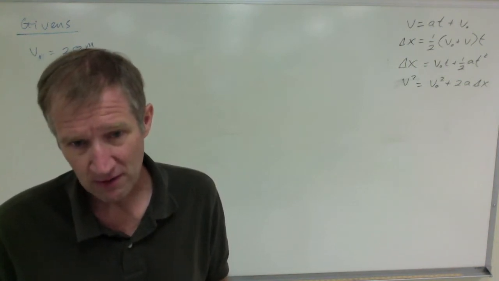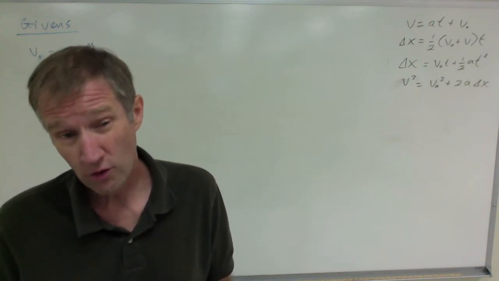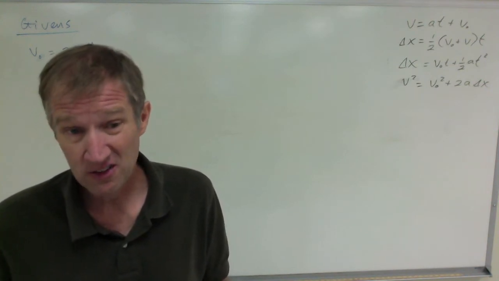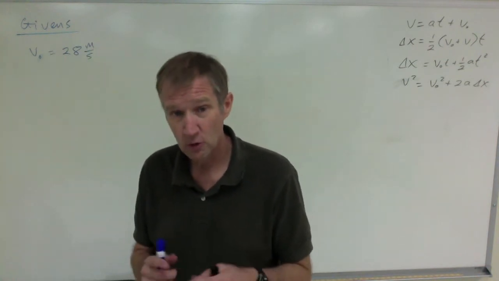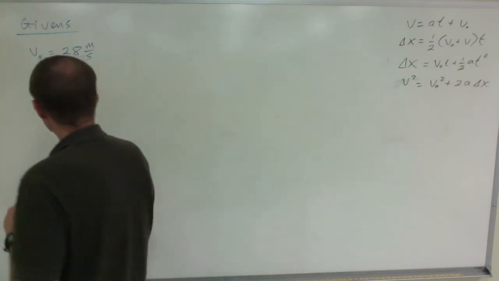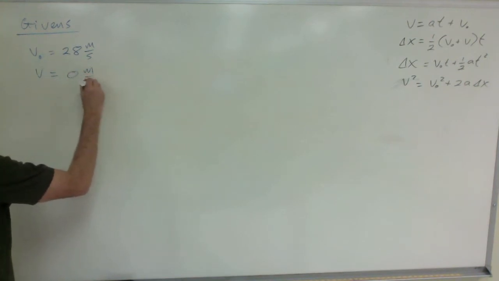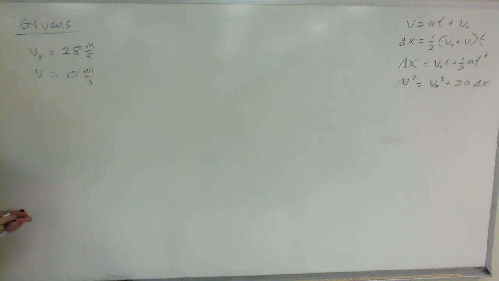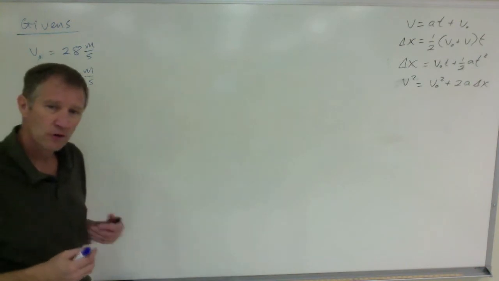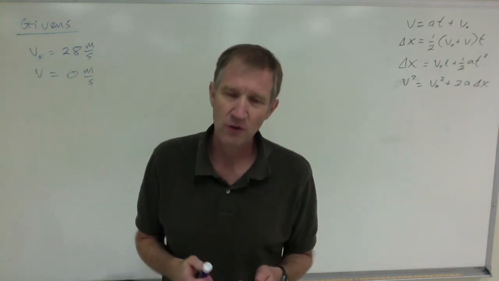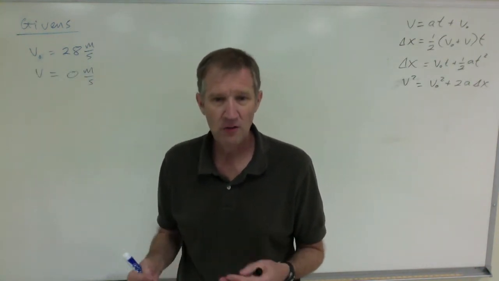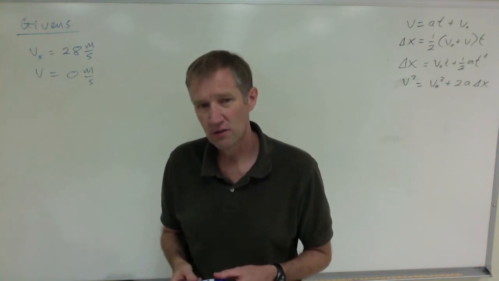What's the final velocity? Stopped, or the 3 meters per second? It slows down to a stop. So in the end, it stopped. Its final velocity is 0. It does that at a rate of 3 meters per second every second. What is 3 meters per second every second?